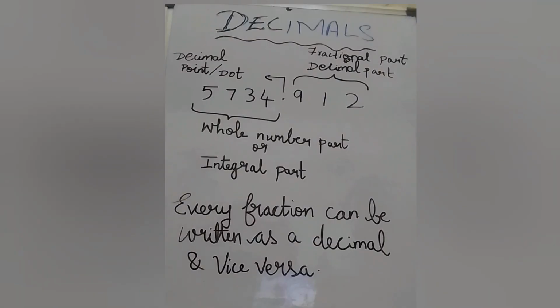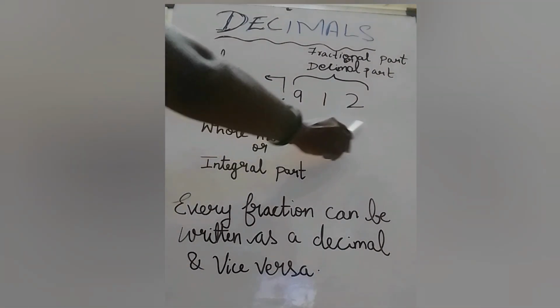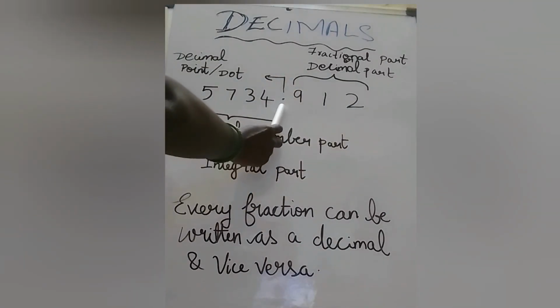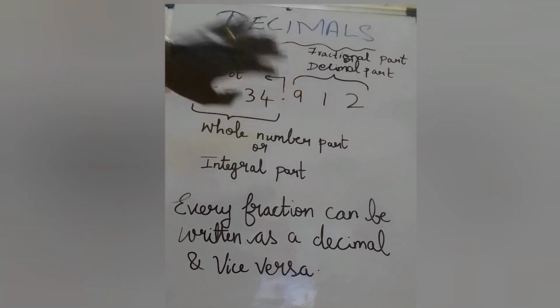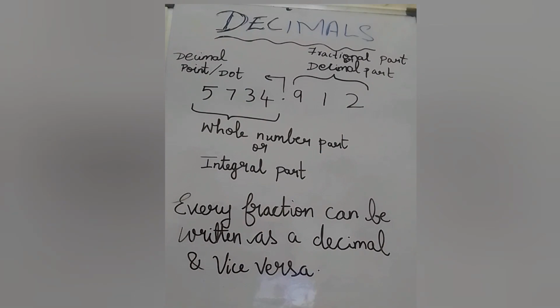Decimals. What is a decimal? You can see a number written over there, 5734.912. Here the whole number and the fraction number are separated by a dot. The total number, we call it a decimal number. Actually, decimal is a way to represent the fraction number.